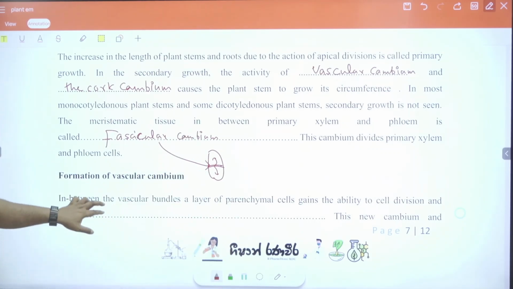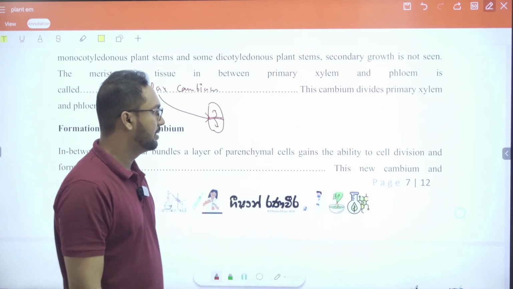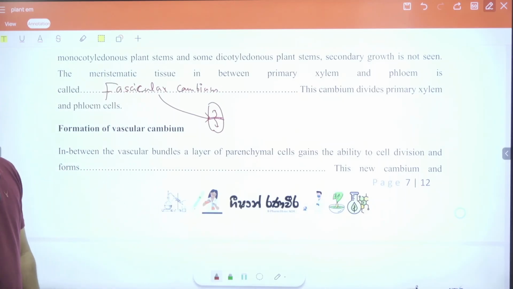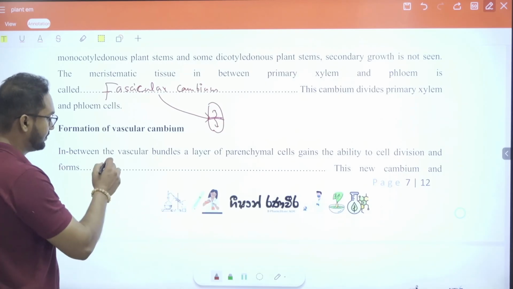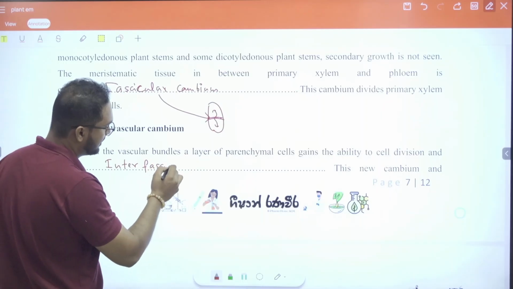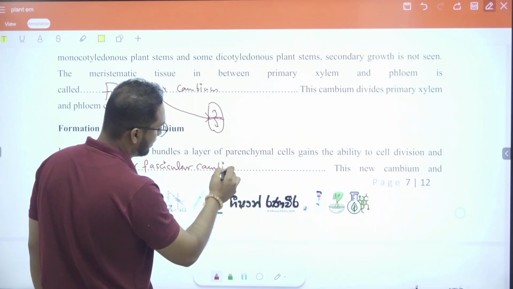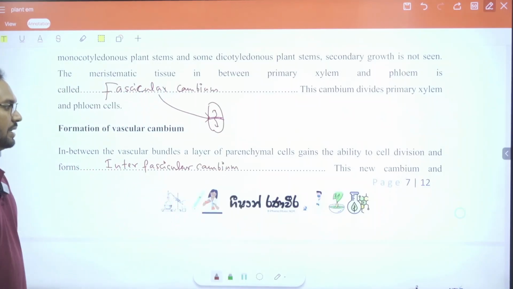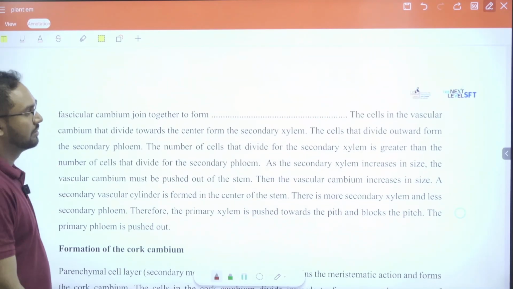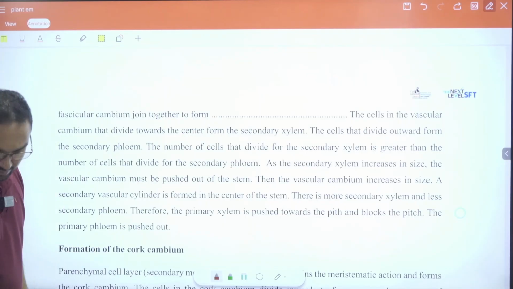That's how it happens. Formation of vascular cambium. In between the vascular bundles, a layer of parenchyma cells gain the ability of cell division and forms interfascicular cambium, right? This new cambium and fascicular cambium join together to form the what? Vascular cambium, right? Vascular cambium.